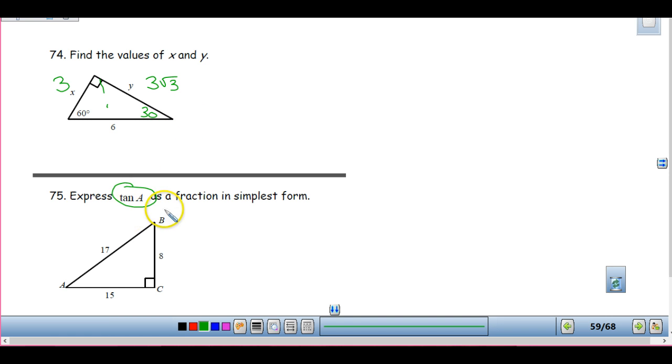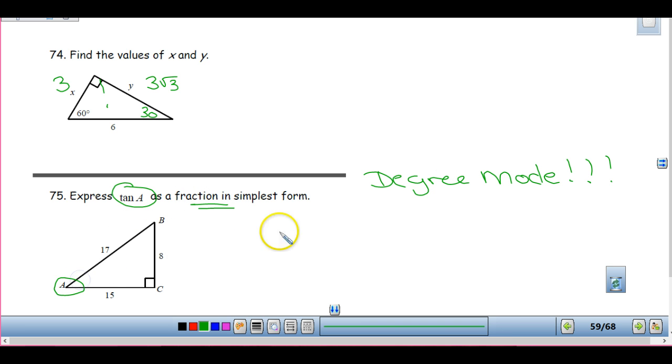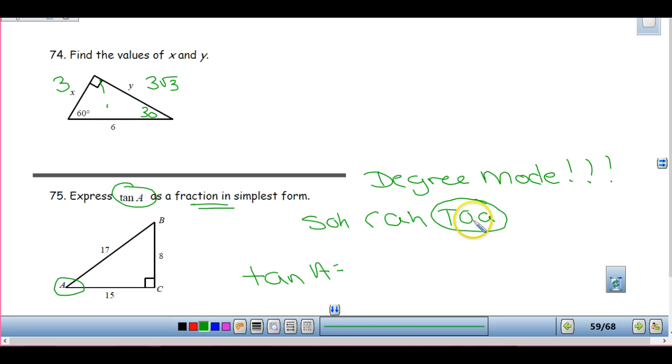Alright, so now you're doing these guys. Make sure that your calculator is in degree mode. Okay, so starting on number 75, you need to get your calculator in degree mode. Very important. Alright, but now they just want fractions. So tan of A, okay, so this is where we have SOHCAHTOA. So they want tangent of A is going to equal, the O stands for opposite, so opposite is 8 over adjacent is 15. So just 8 over 15, that's all you have to do.